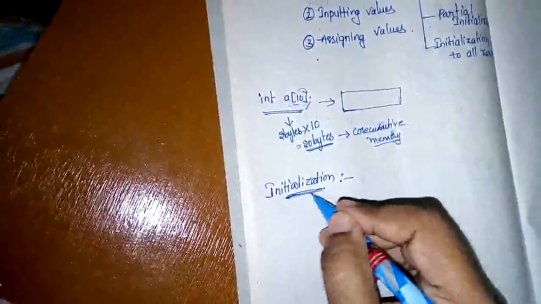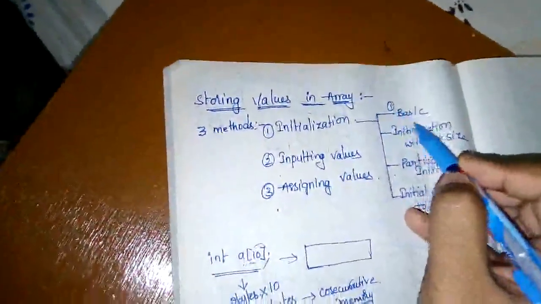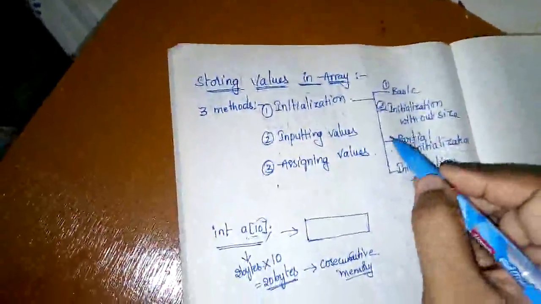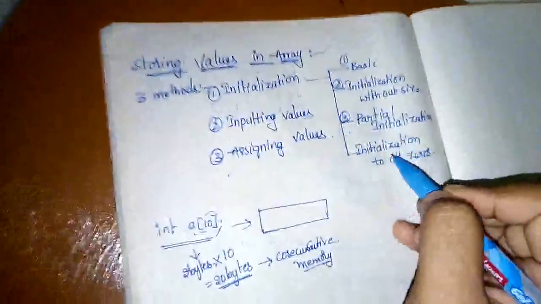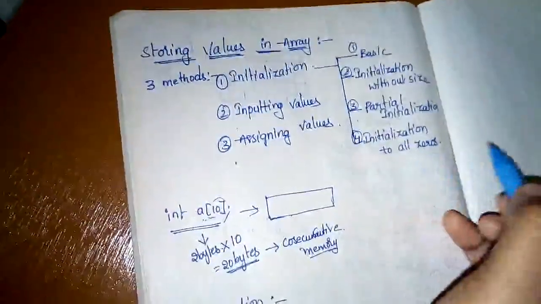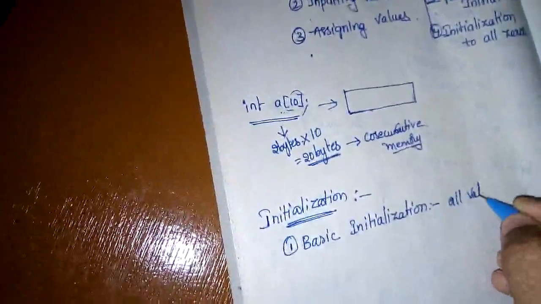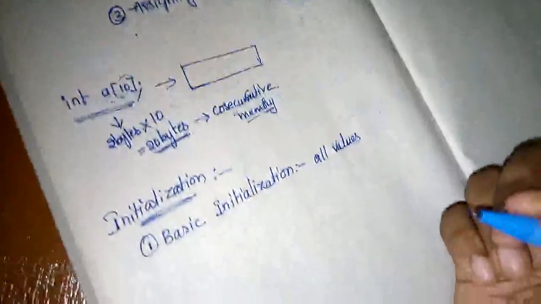In order to initialize an array, we have 4 basic methods. First one is basic initialization, second is initialization without size, third is partial initialization, and fourth is initialization to all zeros. First we are going to see basic initialization. In basic initialization, we assign all the values that an array is going to store.